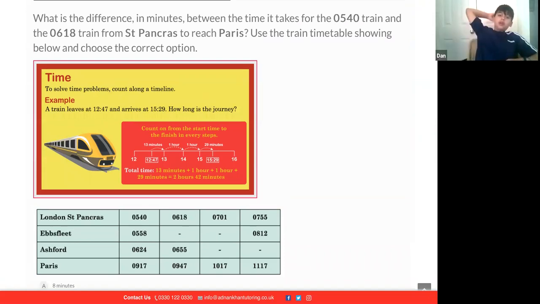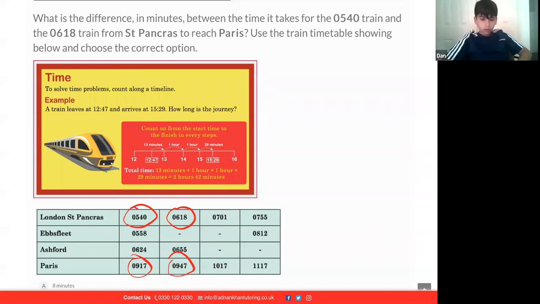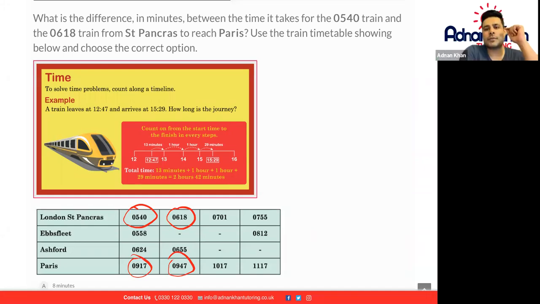What is the difference in minutes between the time it takes for the 0540 train and the 0618 train from St. Pancras to reach Paris? Use the train timetable shown below and choose the correct option. So the 540 from St. Pancras, which is here, and the 618 train from St. Pancras, which is there, and they both have to get to Paris. So you just find the difference between the two different times.